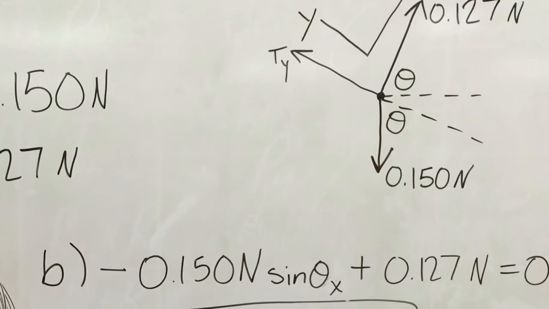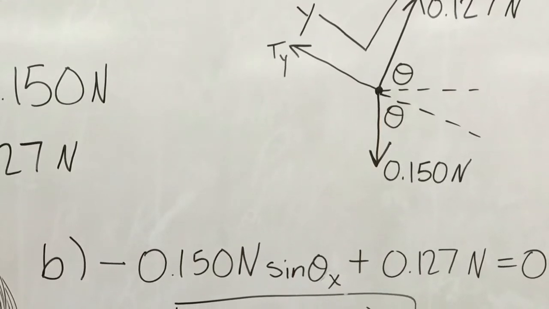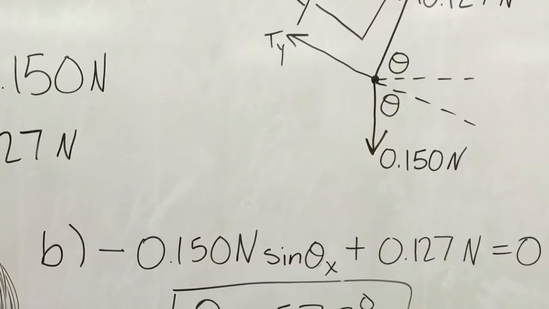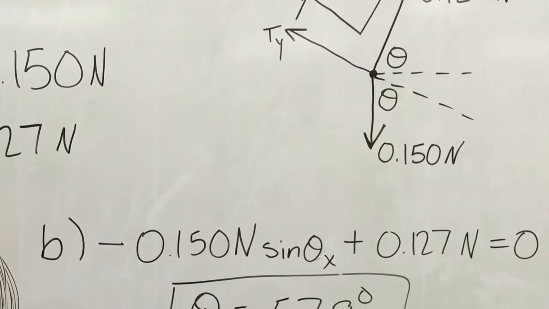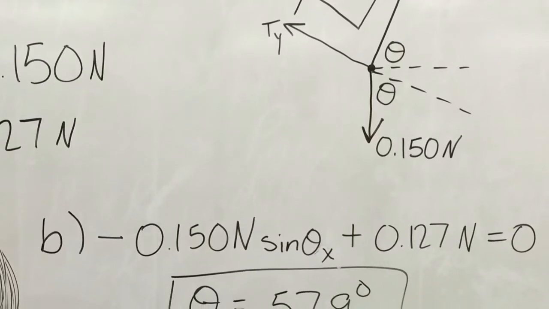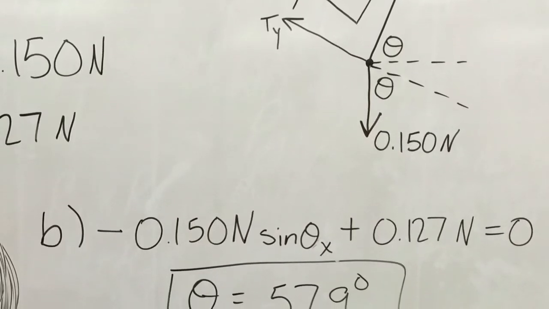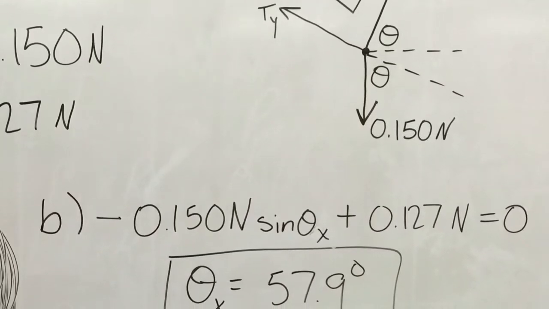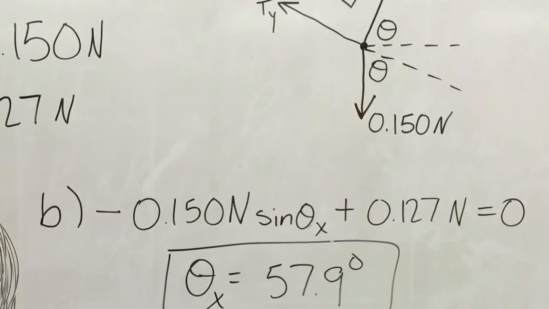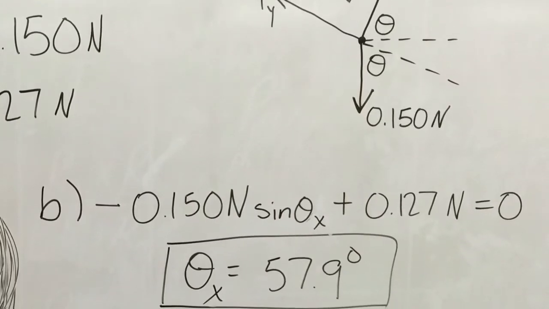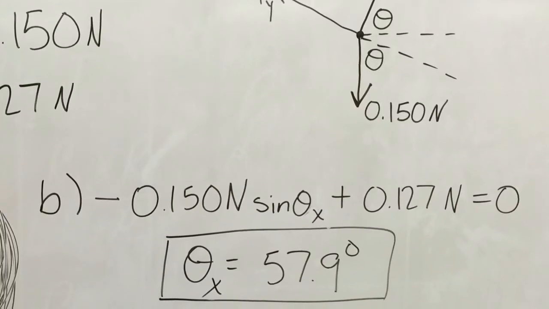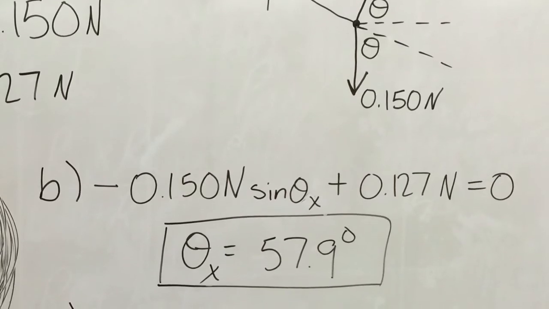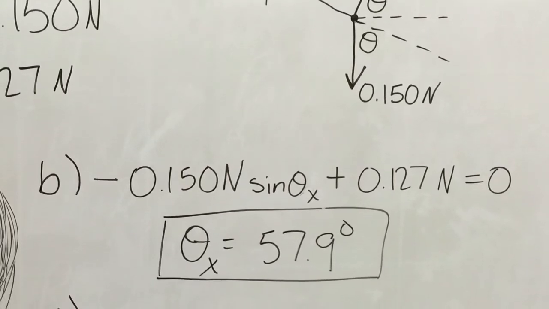We will start by solving 66b to find theta x. The tension in cable x and the gravitational force times sine theta x will cancel out, and therefore equal 0. This is shown by the equation negative 0.15 newtons times sine theta x plus 0.127 newtons equals 0. After rearranging the equation to solve for theta x, we get that theta x equals 57.9 degrees. This is your answer for 66b.